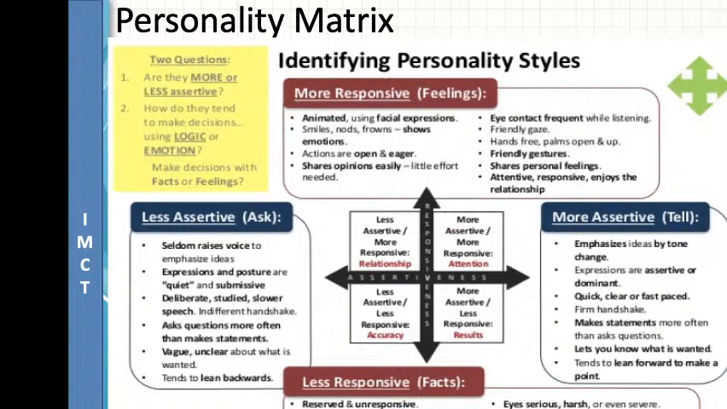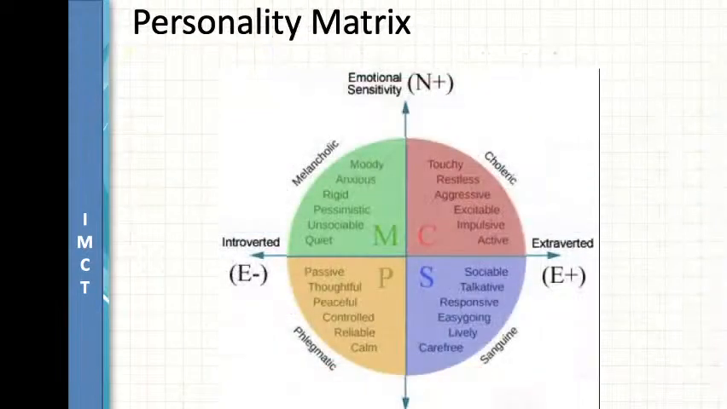Some questions and issues to consider as we look at personality style. So we've got four personalities that have been defined by psychologists and people who have studied human behavior for a long time. The first one are the people we call choleric. Second one is sanguine. Third one is phlegmatic. And the fourth one is melancholic.